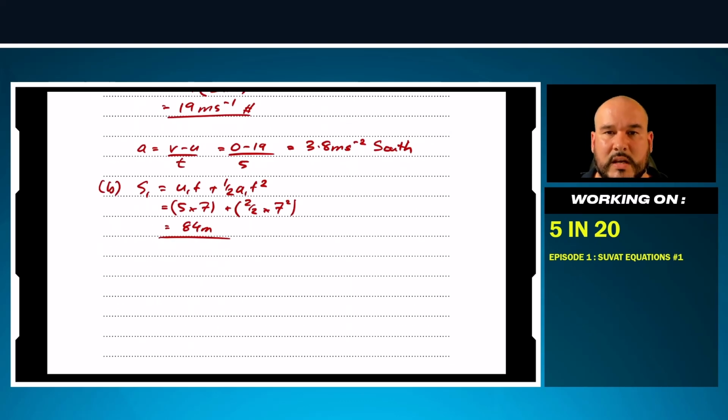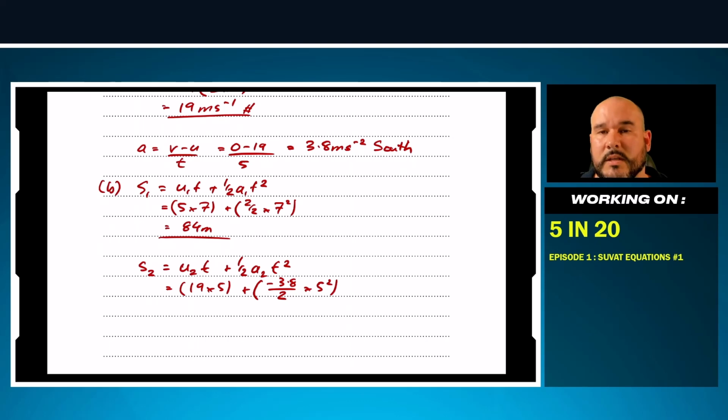And then we have the second leg. The second leg is when it's going 19 meters per second, but it comes to a stop, which takes 5 seconds. So we use ut plus half at squared again to find the displacement. Our initial speed is 19, our acceleration is negative 3.8. So it's 19 times 5 plus negative 3.8 over 2 times 5 squared, which gives the displacement for the second part of the journey of about 47.5 meters.